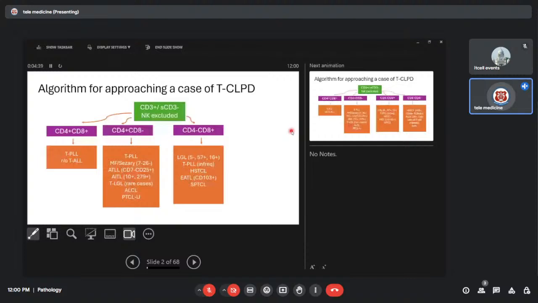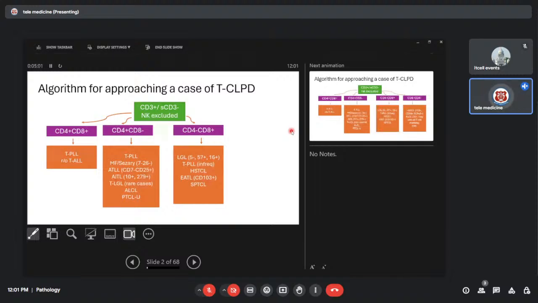CD8 positive lymphomas which are CD4 negative. So CD8 positive lymphomas are more of the cytotoxic phenotype. So you have the large granular lymphocytic leukemia. Some cases of TPLL, the hepatosplenic T cell lymphomas can express CD8. Similarly, the enteropathy associated lymphoma and subcutaneous panniculitis.